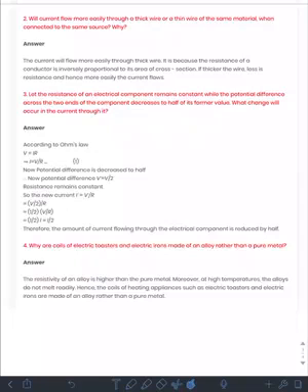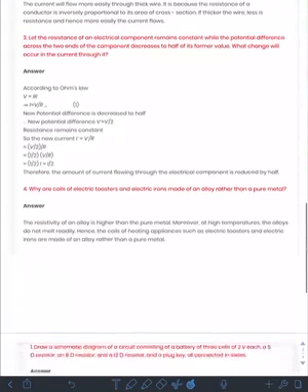Will current flow more easily through a thick wire or a thin wire of the same material when connected to the same source, and why? As you remember, I mentioned that current will flow more easily in a thick wire instead of a thin wire. Why? Because the resistance of a conductor is inversely proportional to its area of cross section. The thicker the wire, the less its resistance, and hence the more easily the current can flow.